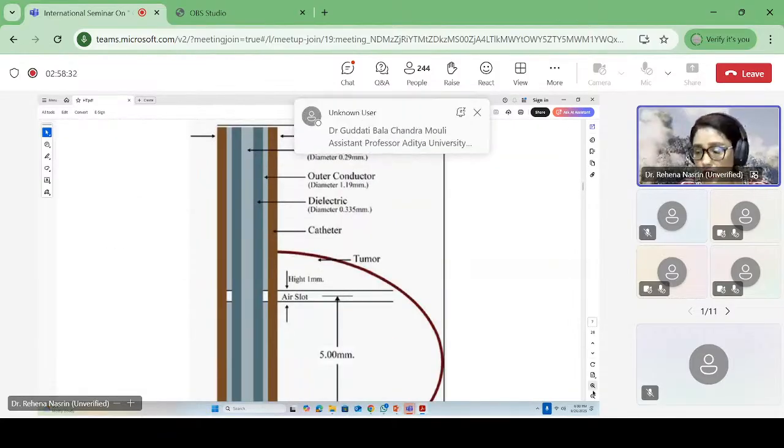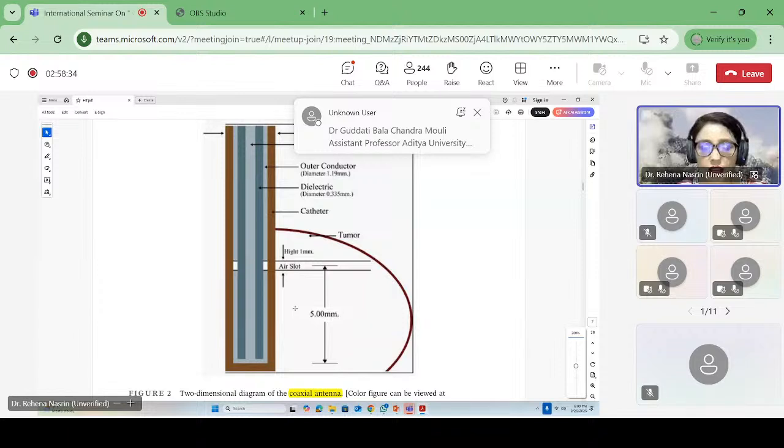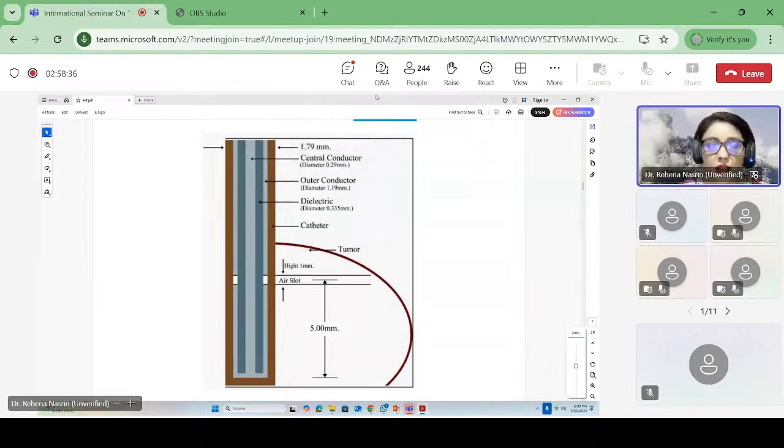So if we minimize the figure, just to zoom in, then we can see that this is the part. This is the air slot. This is the slot of antenna. There are many parts inside the antenna. This is the outer conductor, inside this is the central conductor. This is the dielectric part.